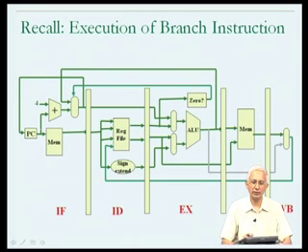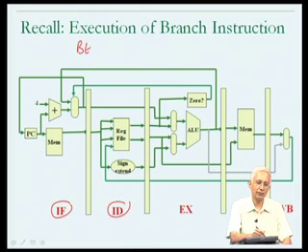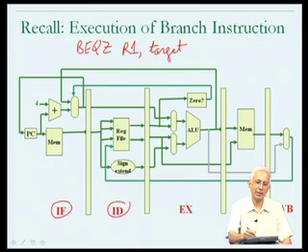Now let me just remind you from our basic hardware that we had derived how a conditional branch instruction gets handled through the pipeline. Remember that it gets fetched using the fetch hardware, it gets decoded using the decode hardware. Let me show you an example of a branch instruction.